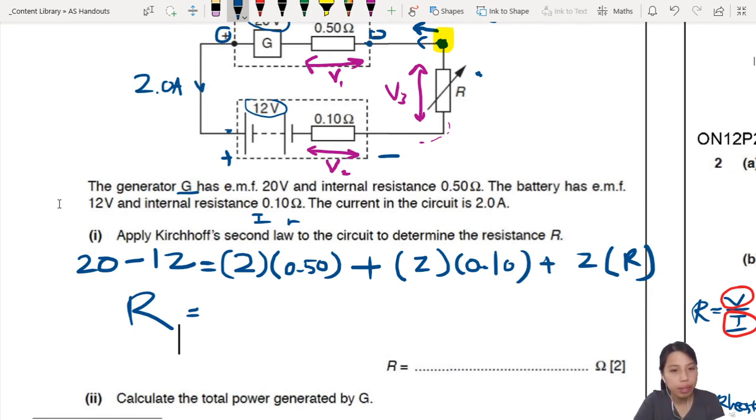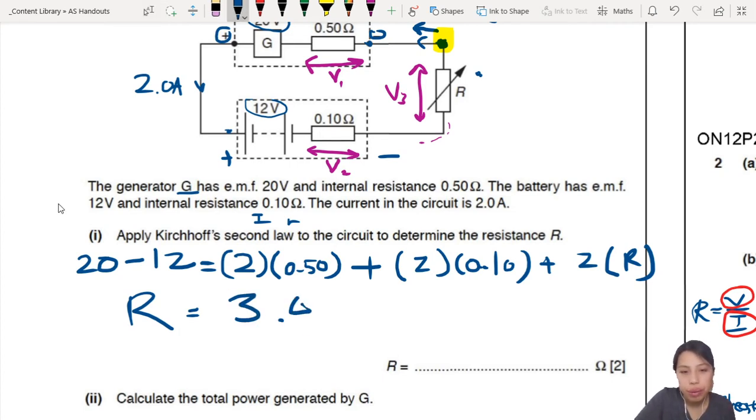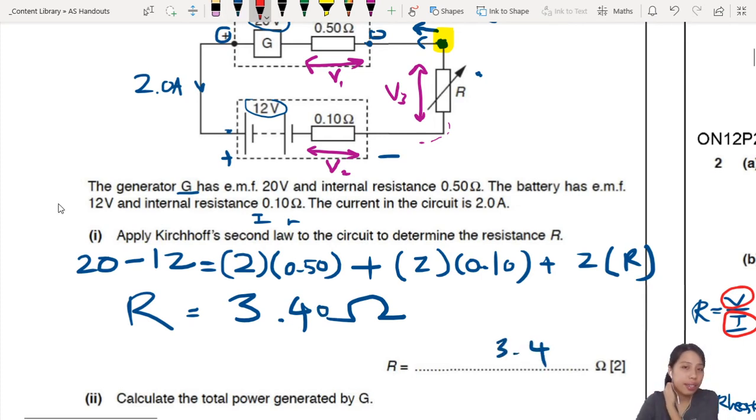So 20 minus 12 minus 2 times 0.5 minus 2 times 0.1, divide by 2. 3.4. 3.4 ohm. No SF, right? This is 3.40. Okay, 3.4. So 3.4 is the potential drop across R, and you can first do 3.4. So done. How many marks is this? 2 marks. Okay, so probably one C1 here, A1 here. Let's check. Is it? Yes, it is.